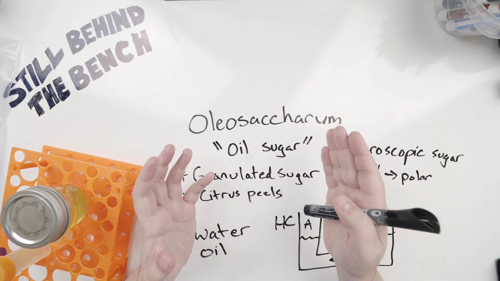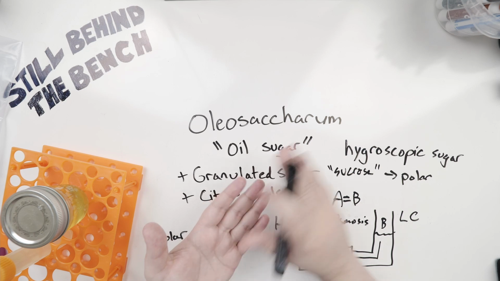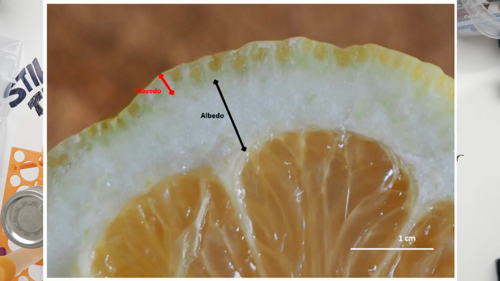It's okay if there's a bit of pith on there though. I mean, you can always slice a bit off with a paring knife. You can see from this photo, both the mesocarp, which is called the albedo or the pith, and the exocarp called the flavedo or the zest, you really only want that thinner layer, the exocarp.